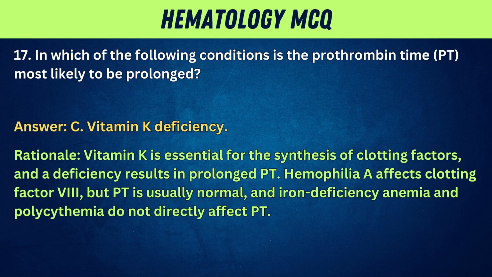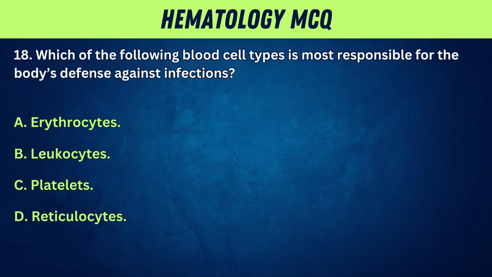Rationale: vitamin K is essential for the synthesis of clotting factors, and a deficiency results in prolonged PT. Hemophilia A affects clotting factor VIII, but PT is usually normal, and iron deficiency anemia and polycythemia do not directly affect PT. 18. Which of the following blood cell types is most responsible for the body's defense against infections?